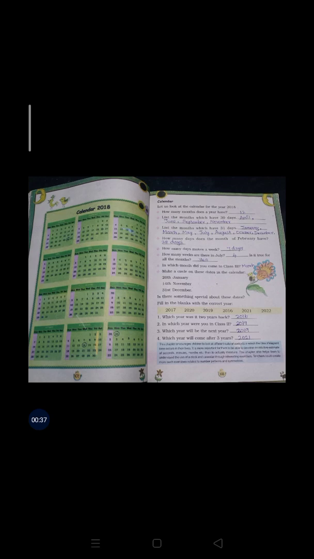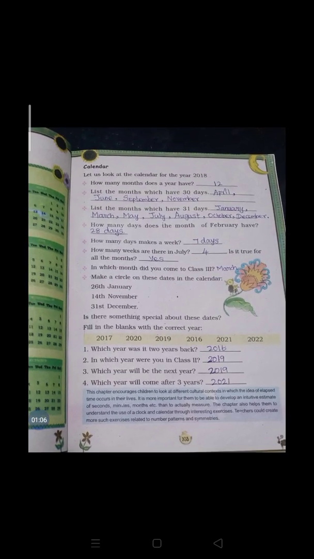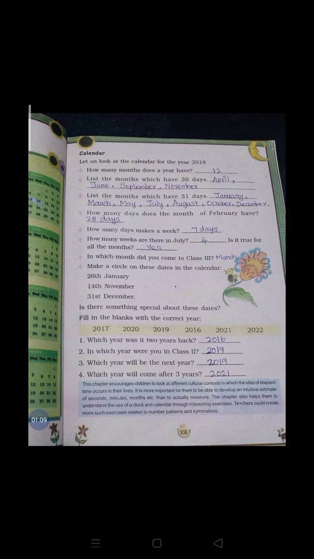Here they gave a calendar of 2018. So see the monthly calendar on page number 102. Look at the page and listen carefully. You have some questions regarding that calendar. Now come to page number 103. You have a few questions related to that calendar. Let us look at the calendar for the year 2018.